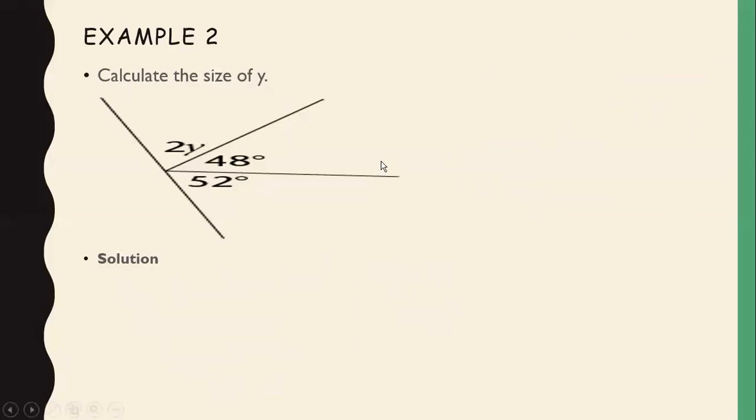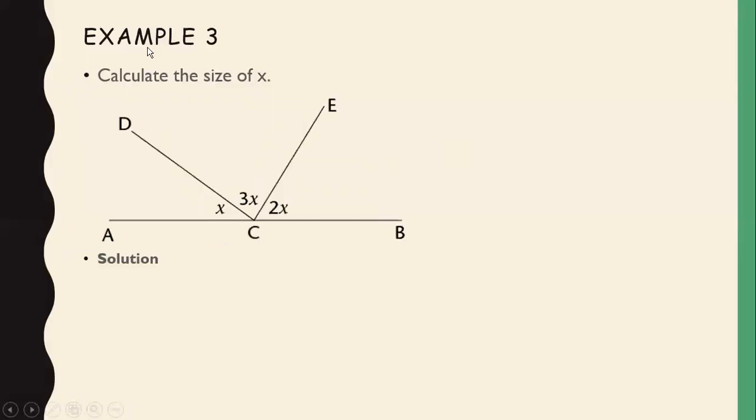Which is question 3. Now we are asked to look for the value of x here. Is that clear? The same thing applies to this. They all lie on the same straight line, and for that reason, they are called supplementary angles. So we have x plus 3x plus 2x. Everything should be equal to 180 degrees. Remember, it's still the same supplementary angle, right?